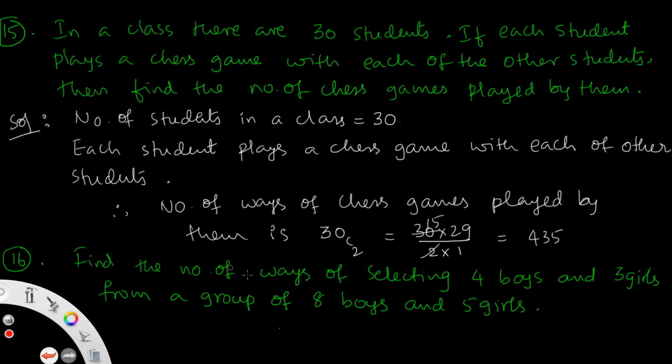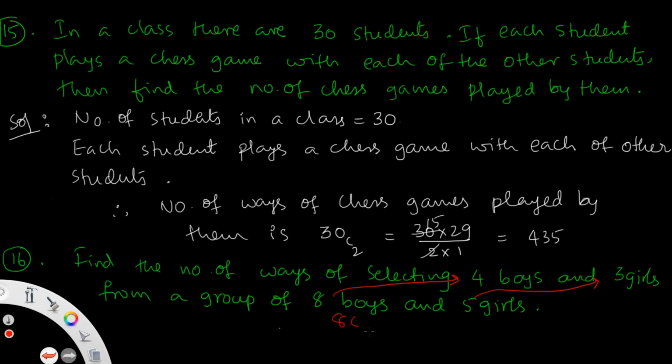Find the number of ways of selecting 4 boys and 3 girls from a group of 8 boys and 5 girls. So totally we have 8 boys, and from these 8 boys you have to select 4 boys. And 5 girls are there, from which you have to select 3 girls. You can select 4 boys out of 8 in 8C4 ways.